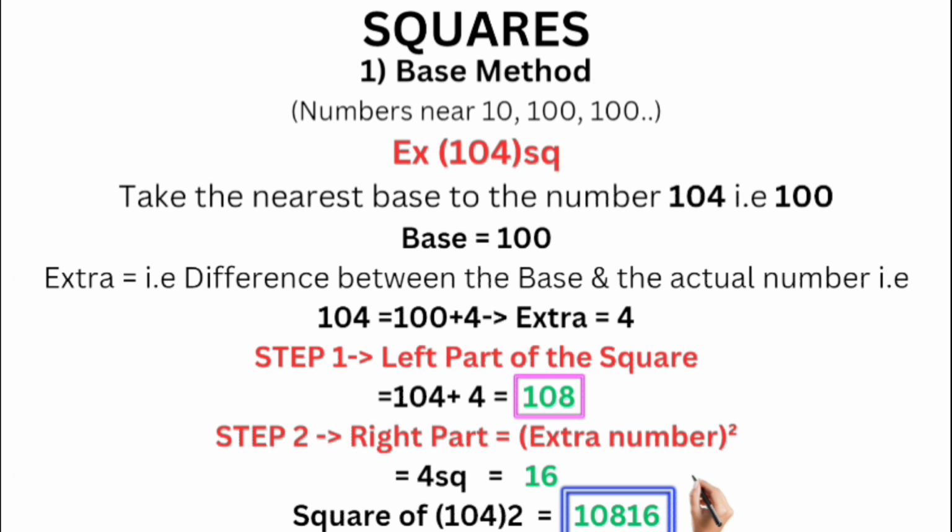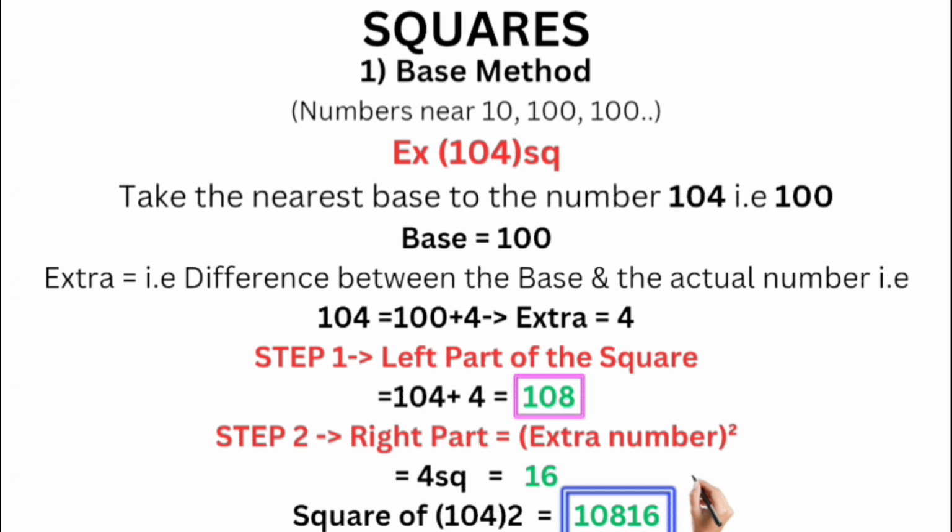Now remember the sign before the extra number, that is whether we are adding to the base or subtracting from the base, is important. If we are subtracting, then we will need to consider the negative sign before the extra, and that we will understand more clearly in the next example. Now let's move to step 1. Step 1 will be to find the left part of the square. For it, we have to find the sum of the actual number and the extra. That will be 104 plus 4, which is equal to 108.